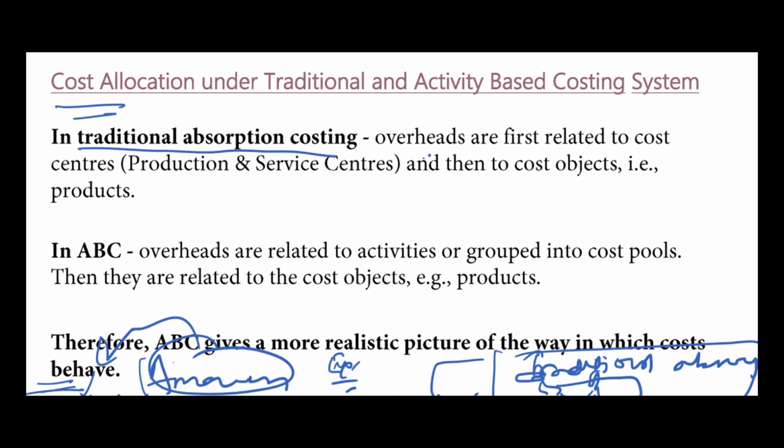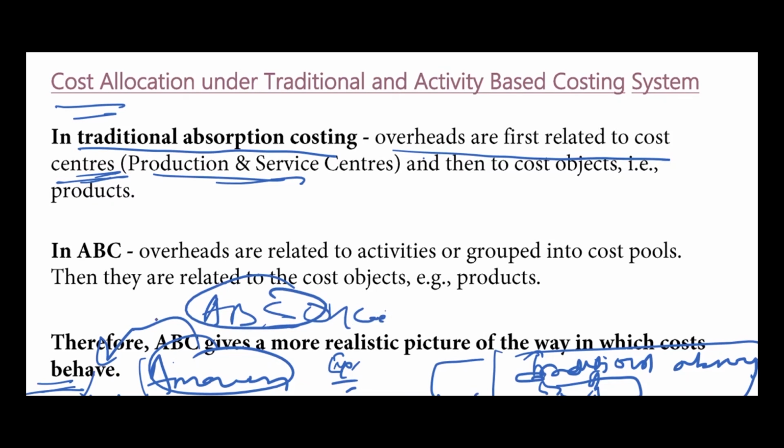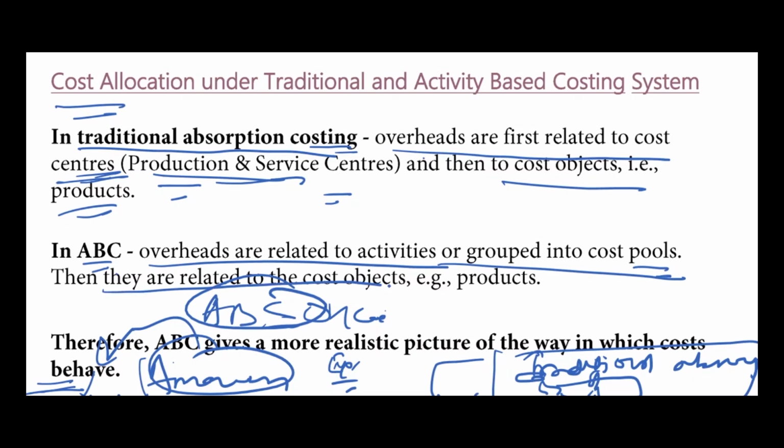In traditional absorption costing, overheads are first related to the cost center. But in ABC costing, overhead costs are first related to activities, and then to the product or item. In traditional absorption costing, overhead costs are first related to the production or service center, where they directly relate, and then to the cost of the product. In ABC costing, overheads are related to activities or grouped into cost pools, and then they are related to the cost of the products.